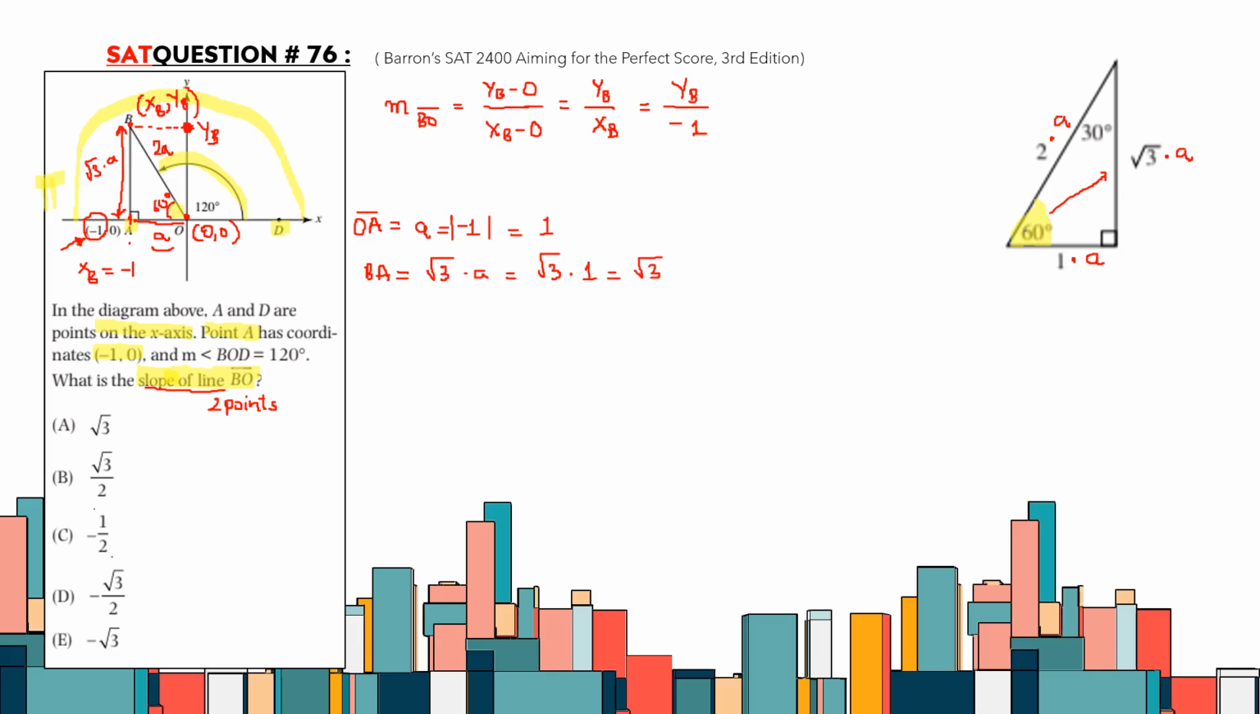So this length is square root of 3, and it starts from the x-axis up to B, so y sub b equals BA. So we have square root of 3 over -1, which equals negative square root of 3. So E is the right answer in this case.